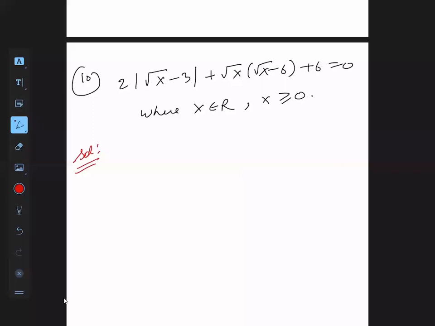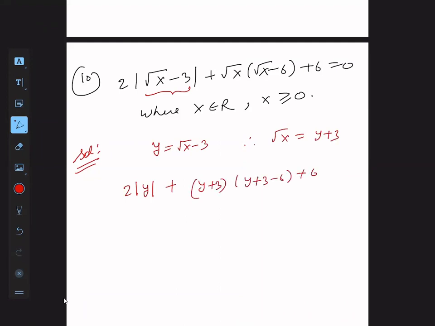How to solve this problem? It is a very tedious expression. First of all, I have to assume the expression written inside this modulus, y is equal to root x minus 3. So this will become 2 mod y plus root x, where root x is y plus 3. So this will become y plus 3 into y plus 3 minus 6 plus 6 is equal to 0.